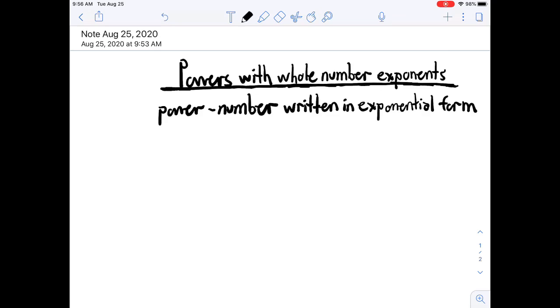Today we are going to look at powers with whole number exponents, as well as exponent laws. A power is a number written in exponential form. It consists of a base and an exponent. So I'll show you an example.